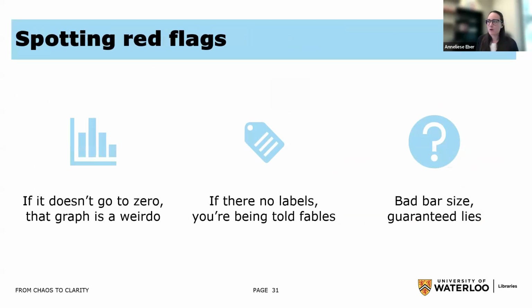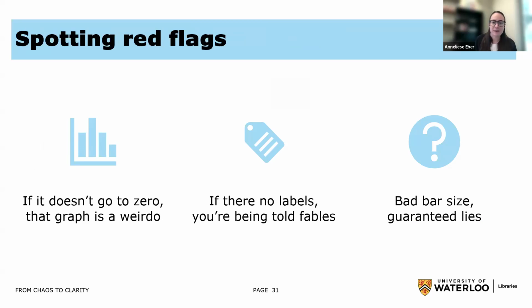And a couple of mnemonics for spotting red flags. If it doesn't go to 0, that graph is a weirdo. There are certainly cases where bar graphs might not go to 0, but just some things to keep in mind as you go through things. I forgot the original video on this one, and I'll put the link in before we send the links out, but there are similar ones like this.